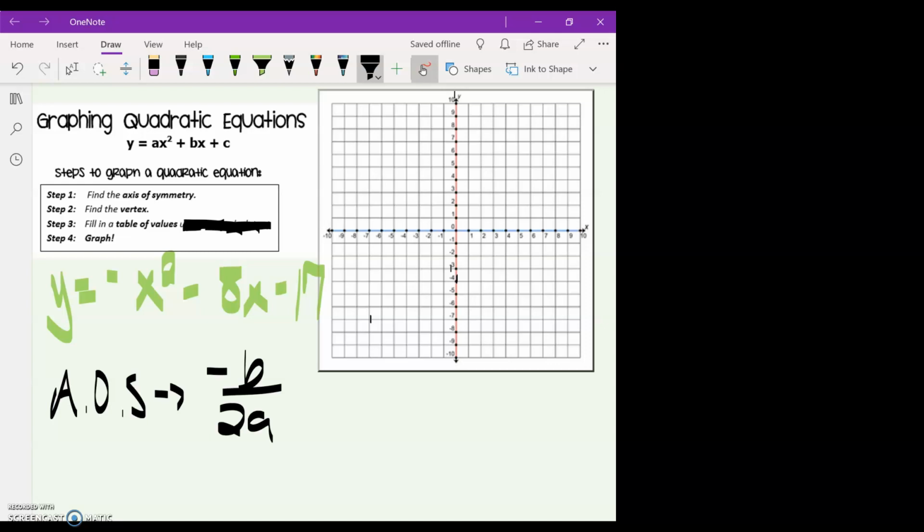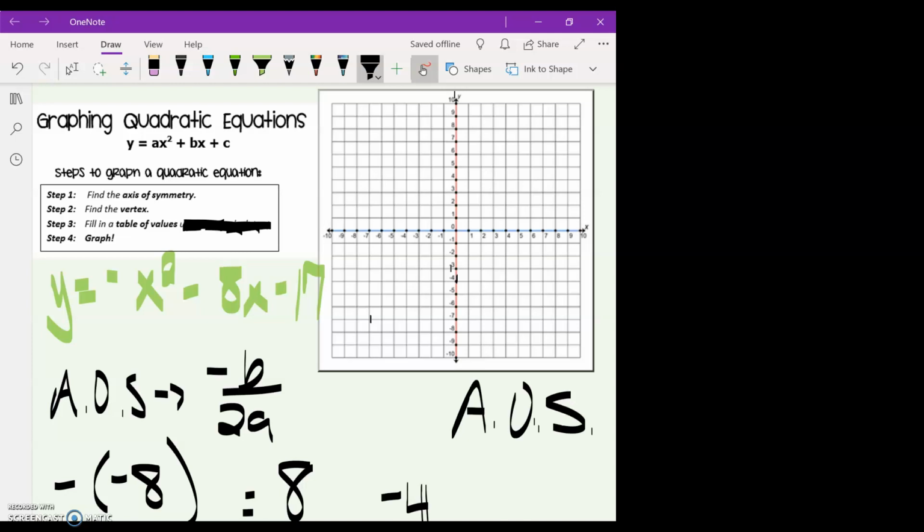Negative b, so again, we're taking the negative, then we're inserting b. B here is negative 8 over 2 times, and a here is negative 1. So that's going to be a positive 8 up top, divided by a negative 2. So this here is negative 4. So my axis of symmetry is x is equal to negative 4.